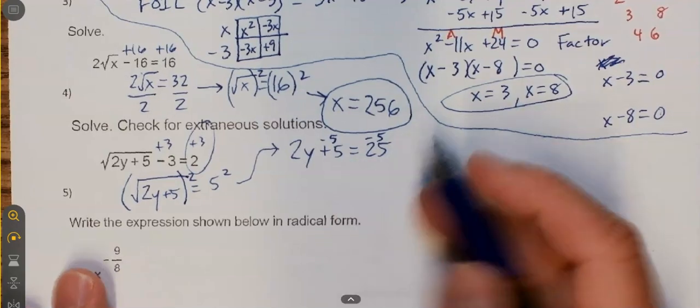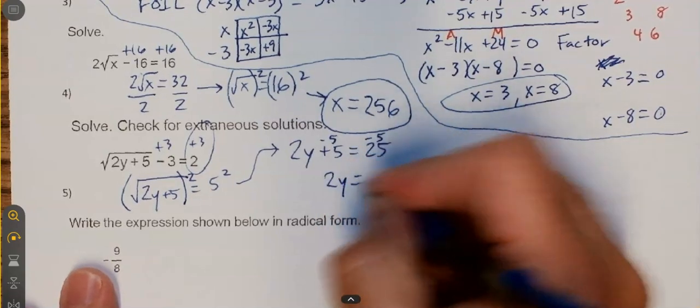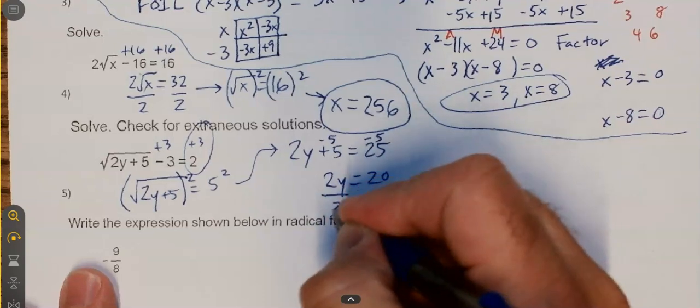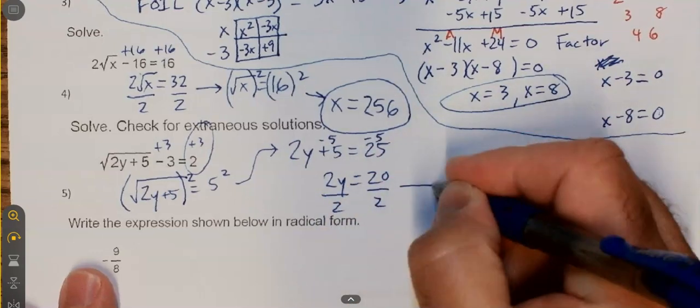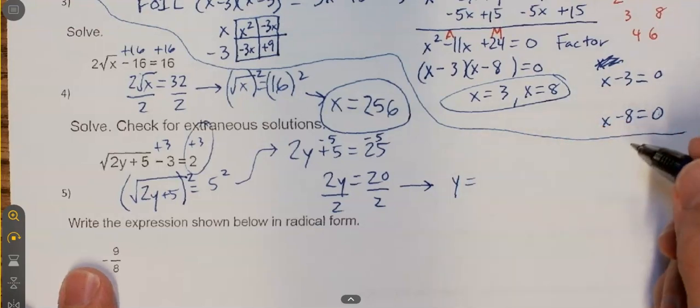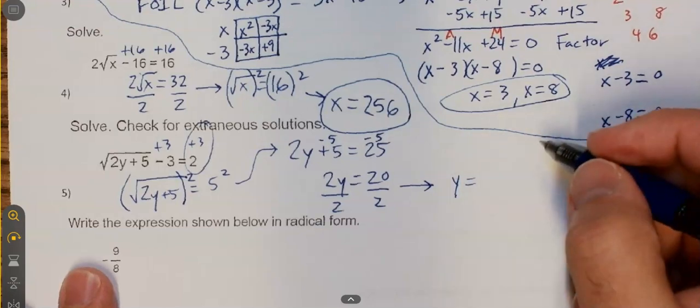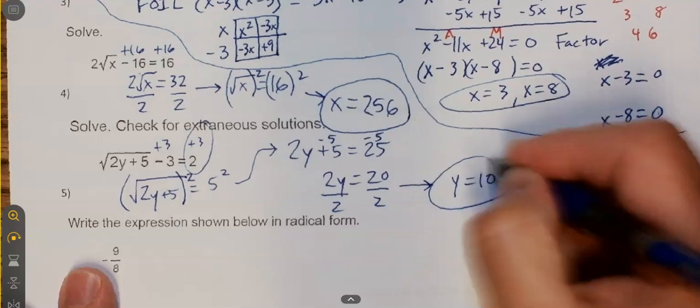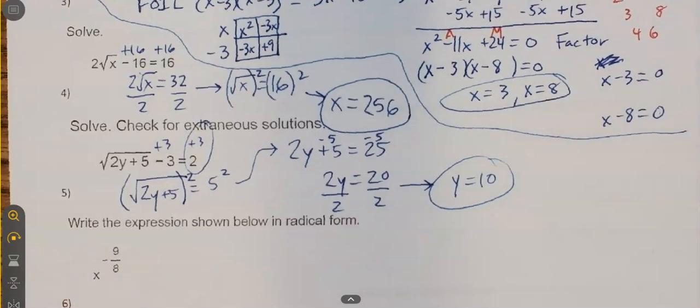So, we subtracted the 5, we got 2y equals 20 divided by 2. And Abbott, what did we come up with? 10, thank you very much. No variable outside the radical, so I don't need to worry about plugging it back in for extraneous solutions.